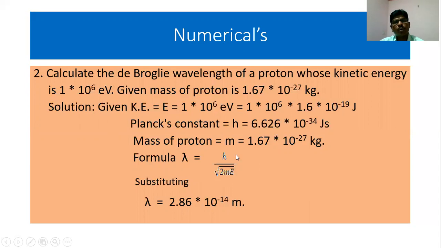Lambda is equal to h by under root of 2mE. On substitution, you can see that lambda is equal to 2.86 into 10 to the power of minus 14 meter. Meter is the unit of wavelength. So from this, we can also see that a proton also has a dualistic behavior, that is particle nature as well as wave nature.